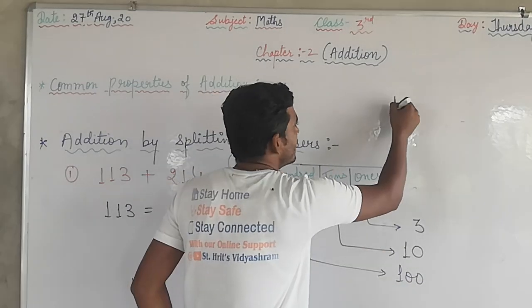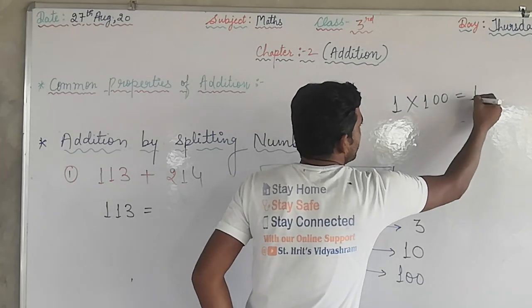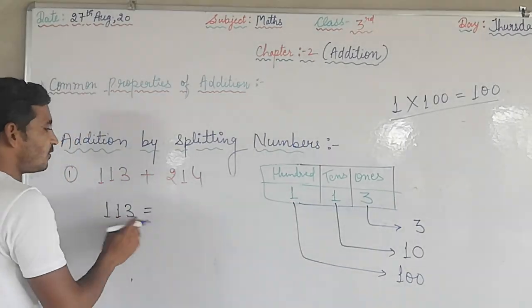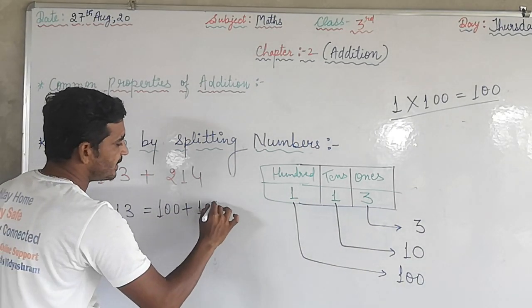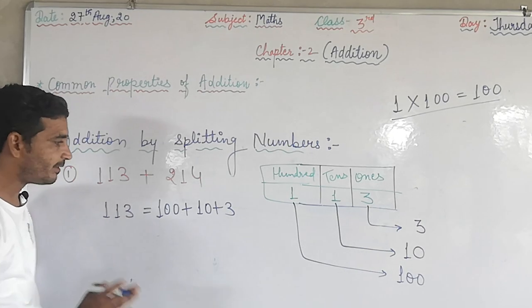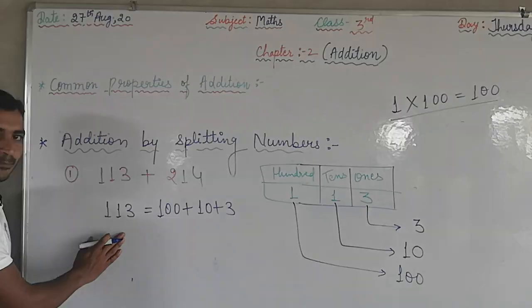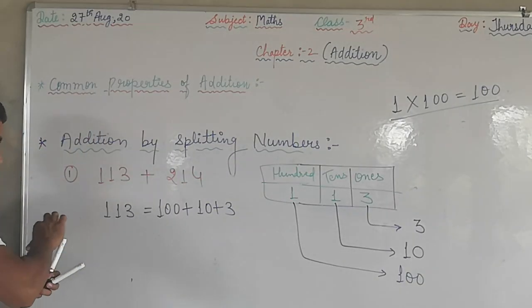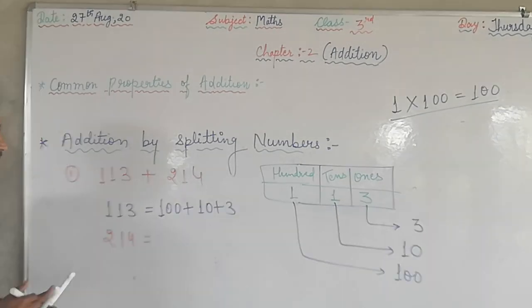How did it become 100, beta? Which place is the 1 at? At hundreds place, means multiplied by 100. What's the result you get? That is 100. Okay, now 113 is written as 100 plus 10 plus 3. Isn't it? Right, beta? 100 plus 10, 110 plus 3, 113. Same result. Now you have to expand the next number also in expanded form.